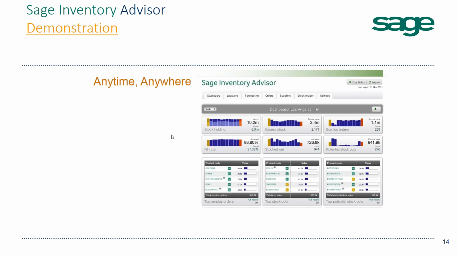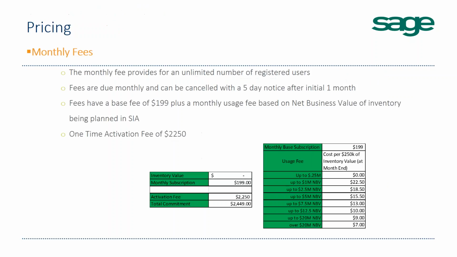So Inventory Advisor is a little different paradigm in both licensing and installing software. First of all, it's for unlimited users. As many people can access Inventory Advisor as you want. Does not impact what your users for Sage ERP or your maintenance. You're only committed to 1 month. Anytime after the first month, you can cancel if this doesn't meet your needs.